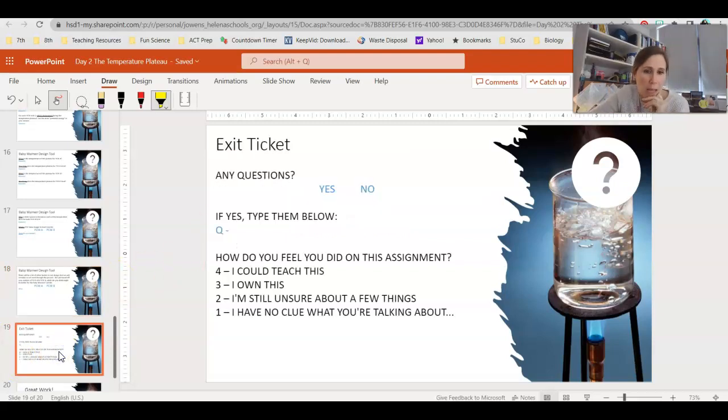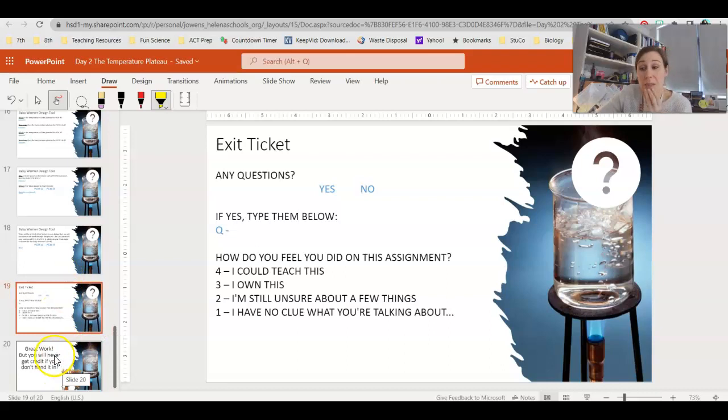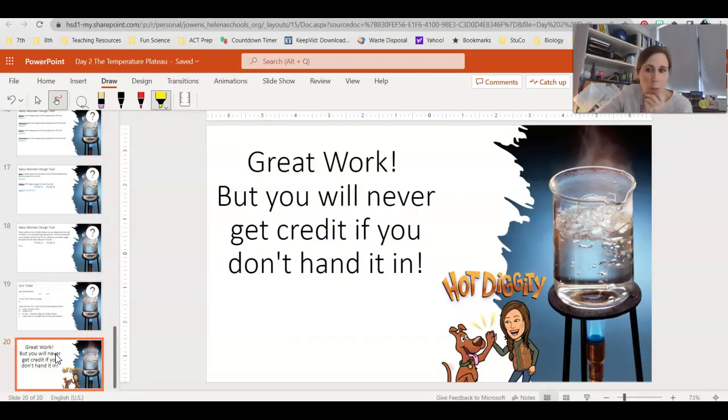Okay, once you are done with that, go ahead and do your exit ticket. Any questions, yes or no? If yes, type them below, and then 4, 3, 2, 1, how do you think you did? Again, remember, you're setting the stage right now to try to get your proposal selected by me as the company head, and potentially win some caramel cookies. So make sure you are paying attention and working hard now, because it'll make your time easier later.